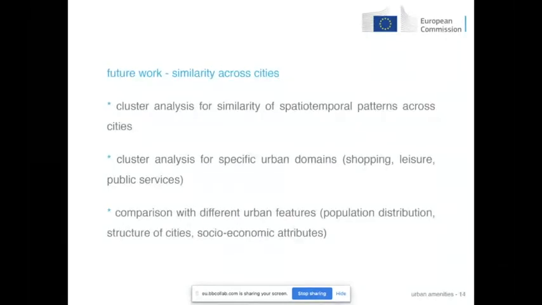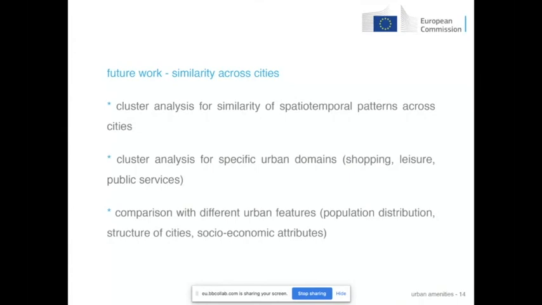As for future work, we are going to run a cluster analysis to get the similarity of the patterns across all. We are also planning to do a cluster analysis for specific urban domains, for example, only shopping activities, only leisure amenities, or public services.